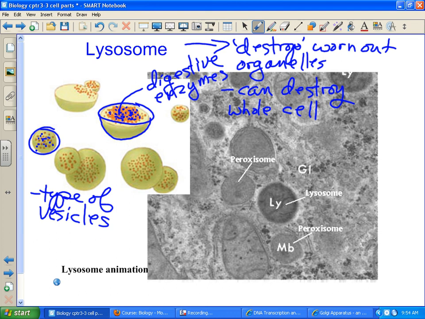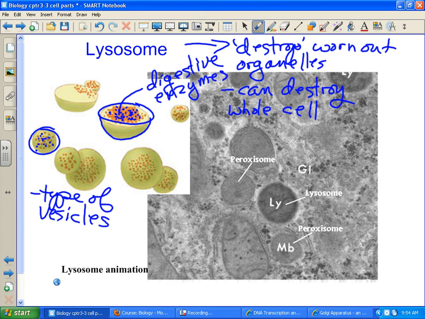So it can destroy the whole cell even. Sometimes these are called suicide sacs, because if they open up inside the cell, then basically their contents just spill out on the whole cell and can destroy the entire cell. There's only a few cases when that should actually happen.